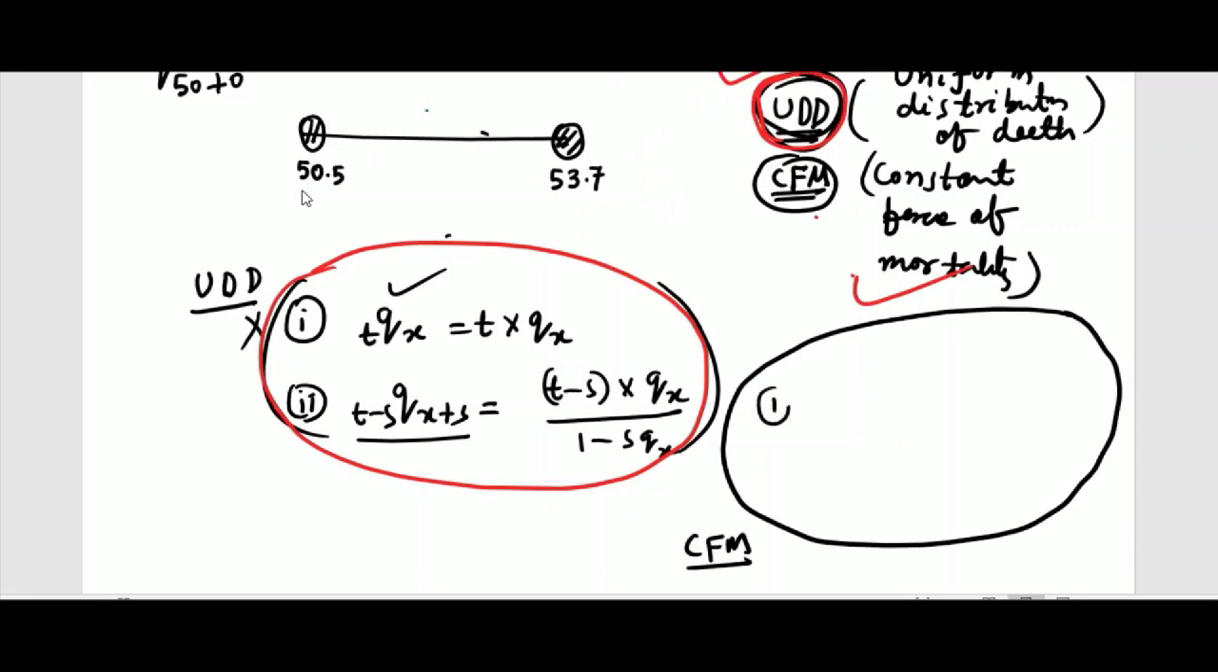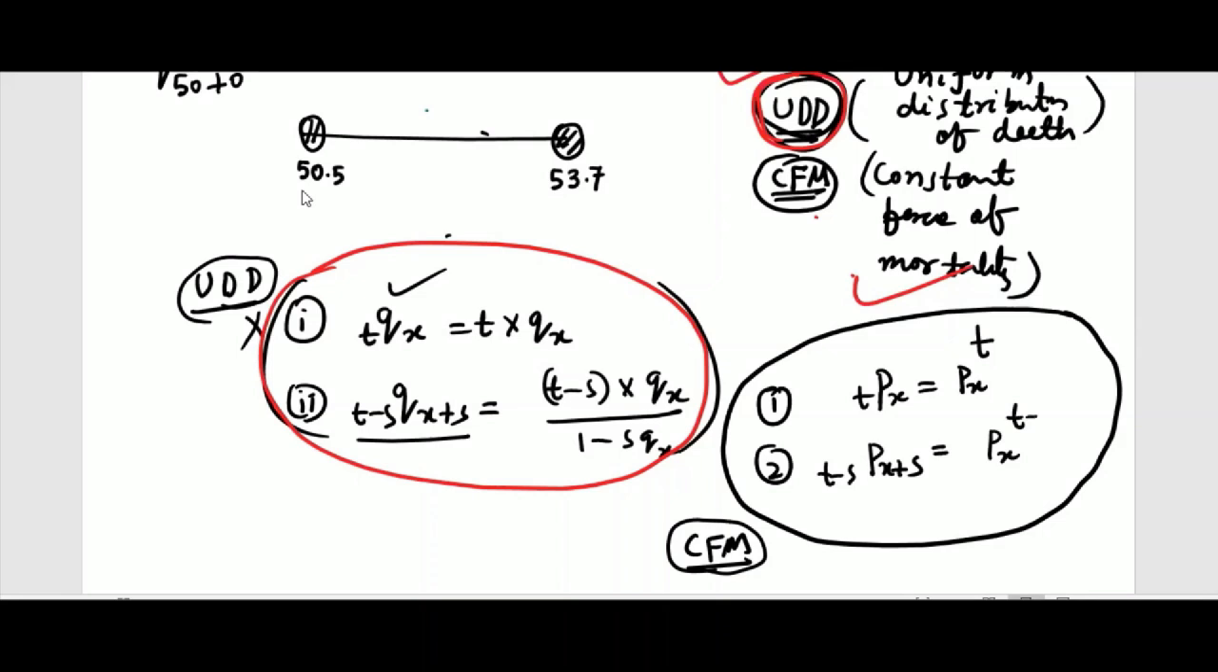In CFM also, we have 2 formulas. And the CFM formulas are in terms of P, the constant force of mortality. There are only 2 ways to find the P and Q values where there are fractions. So pXt here is, remember, px power t, the first one. And the second one, p(x+s), t minus s, is px power t minus s. Even if you have x plus s, the power is t minus s on the left-hand side. And you need not change to Q.